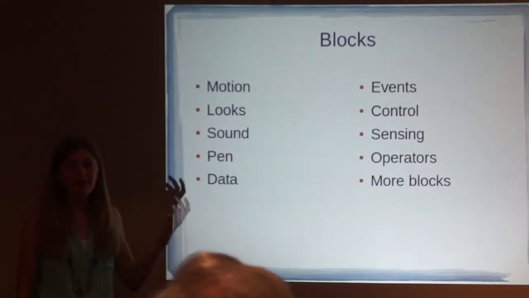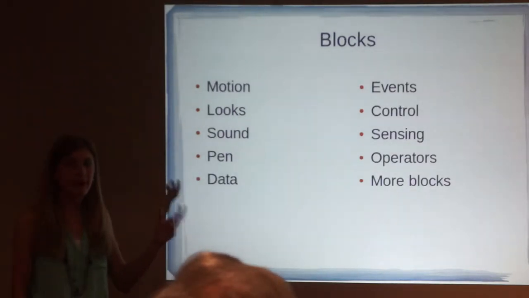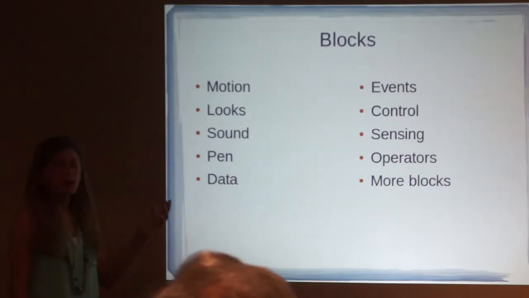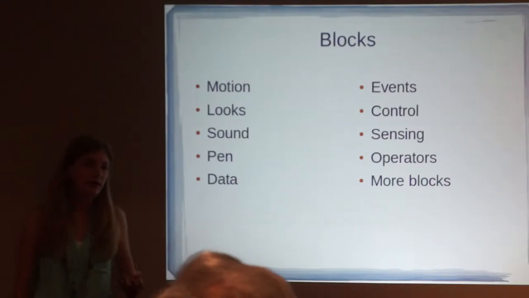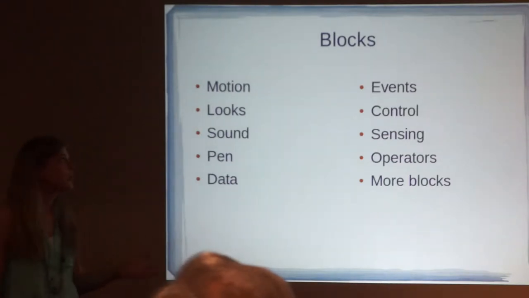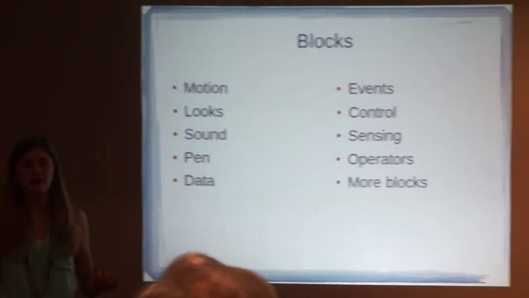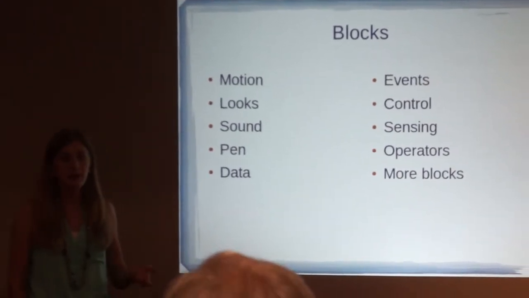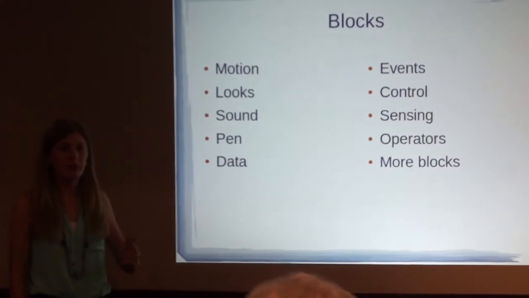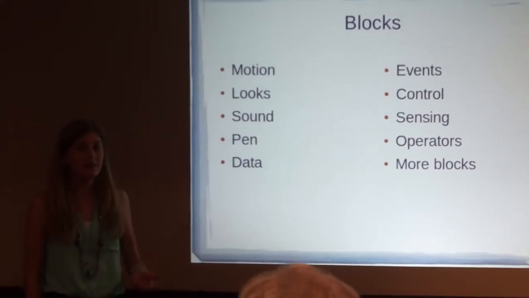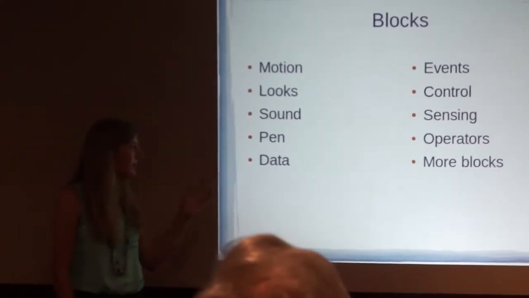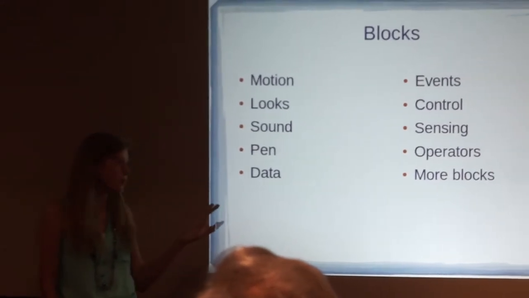So you saw on the last slide, there are a lot of different types of blocks. These are the types in 2.0. There's motion, which means that you can move the cat 10 steps. Look, so you can change the cat from a regular cat to a pirate cat. The pen tool allows you to create a line that goes behind your sprite, which is pretty useful for debugging, if you're wondering why your sprite went somewhere completely different than where you wanted to. And there's data, which is variables.